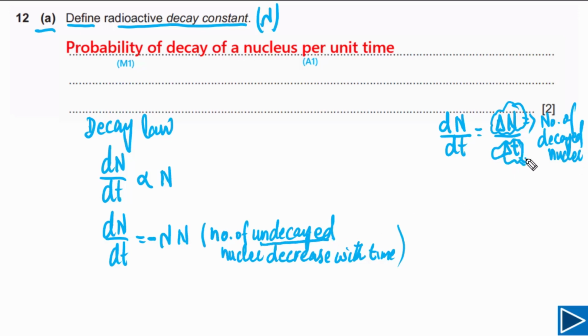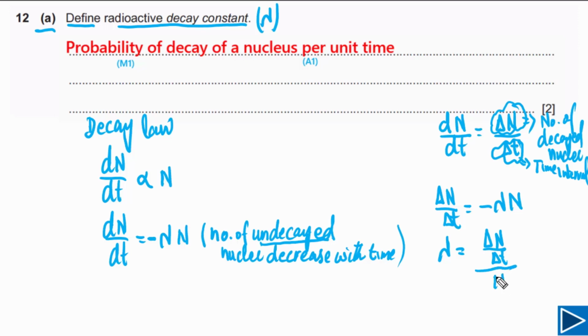And delta t is simply the time interval. Now we can write our formula in this form: delta N by delta t is equal to negative lambda times N. Now if we write lambda on the left side, we can say lambda is equal to delta N by delta t divided by N, with the negative sign here. So this is delta N by delta t.